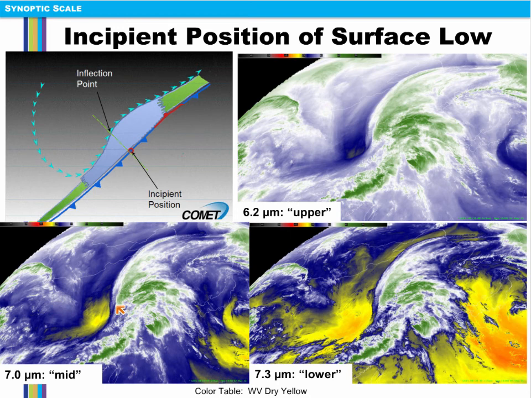Once you've identified the inflection point, draw a line perpendicular to the surface front through the inflection point. The surface low often forms within 2 degrees of latitude from the intersection of the line and the surface front, which corresponds to the red circle depicted in our conceptual diagram.